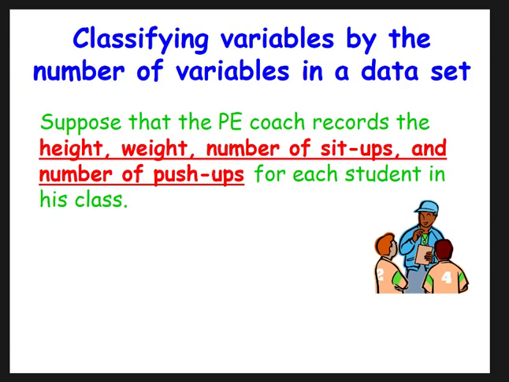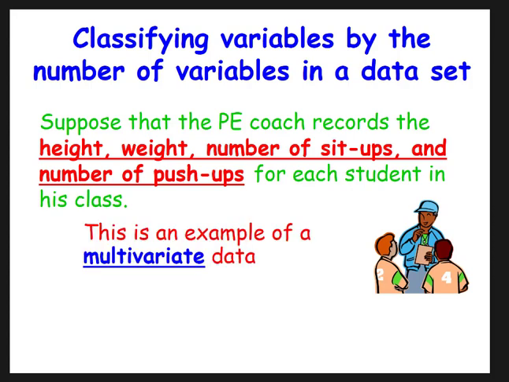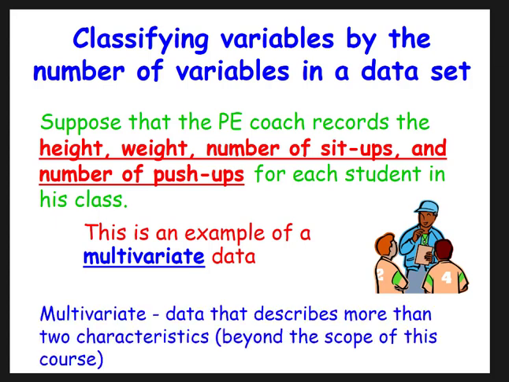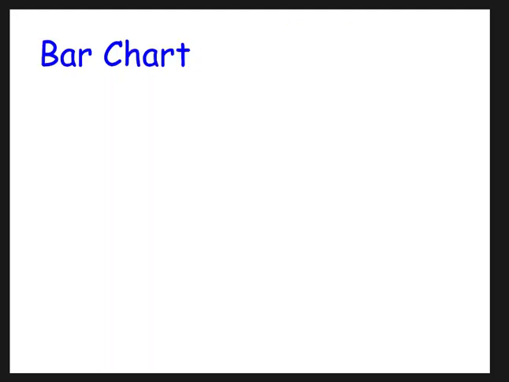Now suppose that the PE coach records the height, weight, number of sit-ups that a student can do, and the number of push-ups for each student. This is now multivariate. Multivariate data measures multiple characteristics, more than two characteristics about each item. We're not going to do multivariate data in this course because it's just too complex for an introductory course.